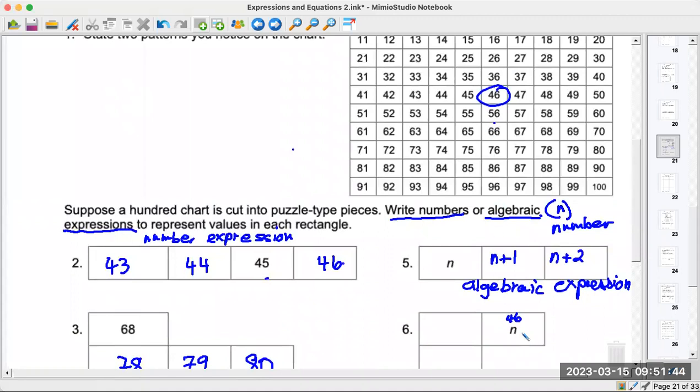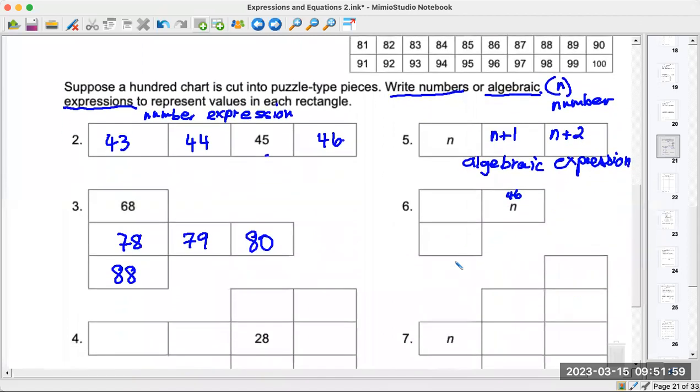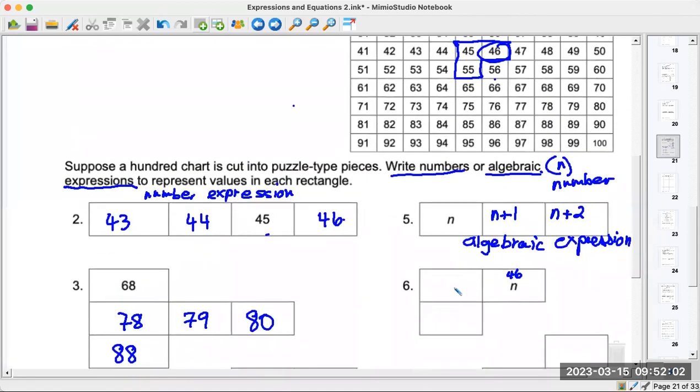Okay, so if this is n, then I'm going to cut out this puzzle piece. Does this match that? Looks like it, right? So this is number 45 and this is 55, but we don't want the numbers, we want n. Well, if this is 45, I'm putting it up here, then I'm taking 1 away from n. So if I take 1 away, I have to subtract 1. And then if I do this 55, right? If I go down, that's 55 here.